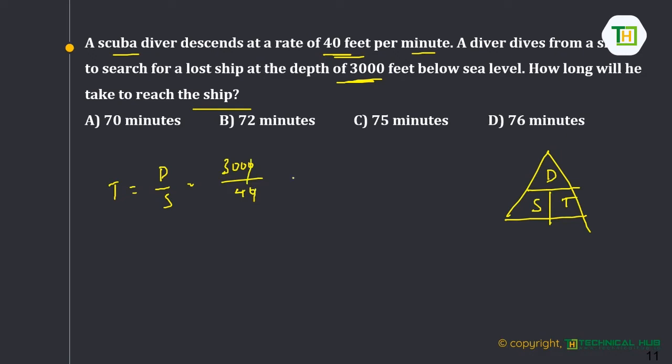So if you simplify this one, you will get 75 minutes. So 300 by 4 is nothing but 75. To reach the ship, how many minutes are required? So 75 minutes are required. So direct application, just they change the terminology. A scuba diver descends at the rate of 40 feet per minute. It means he will go 40 feet down in 1 minute.